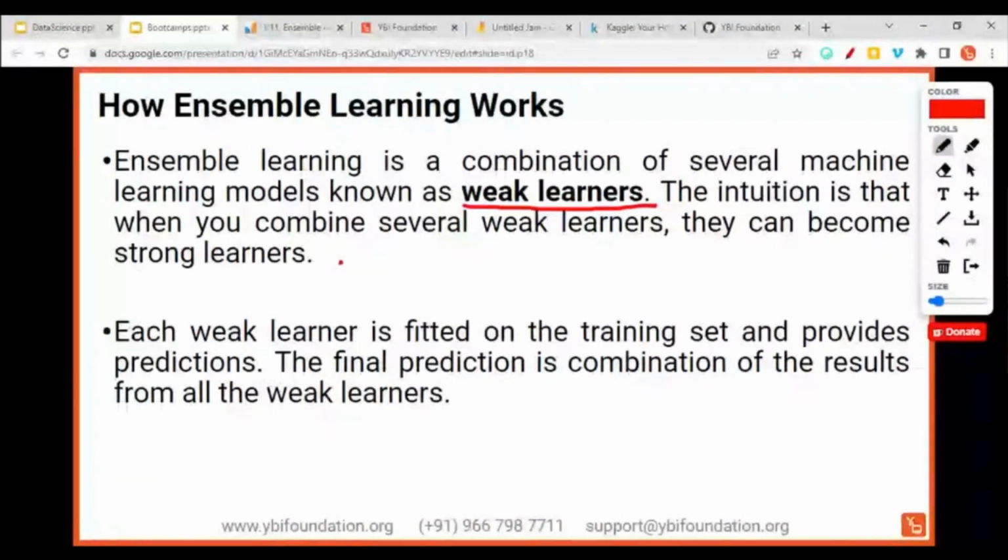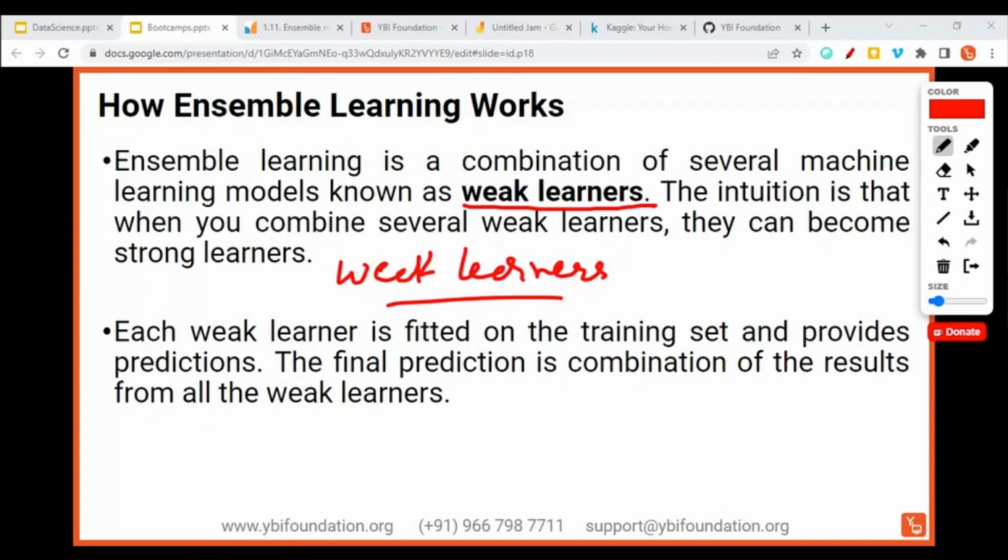Individual models, we call them weak learners, but don't consider that they are inferior. Please do understand the term: though we are using the term weak learner here, it does not mean that we are using something which is inferior, which is substandard, right? Weak means that individually they are weak.